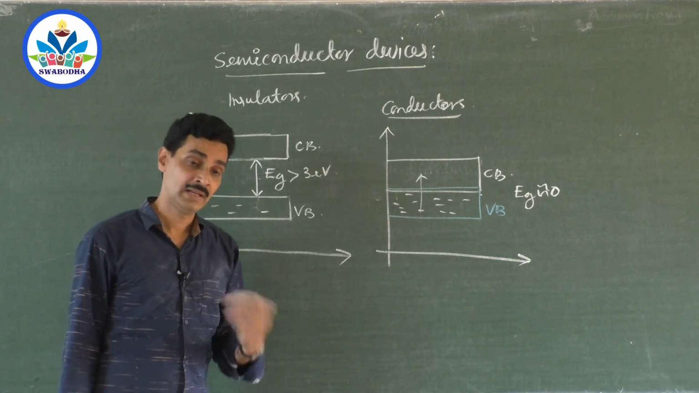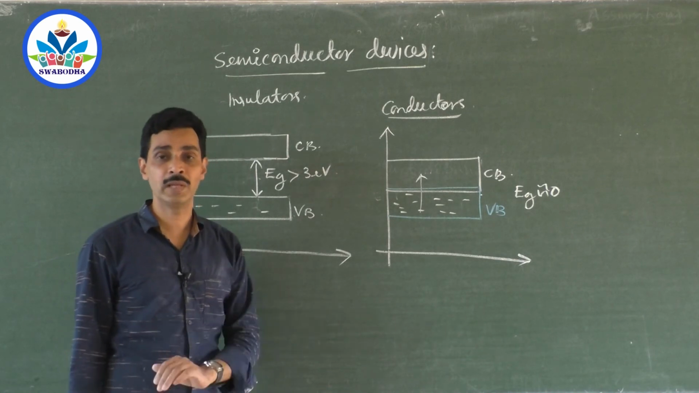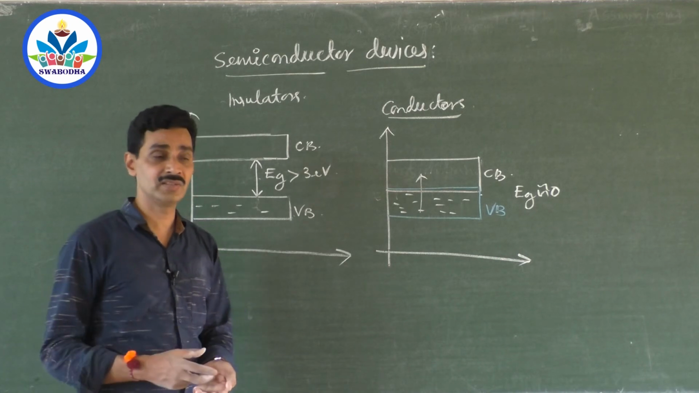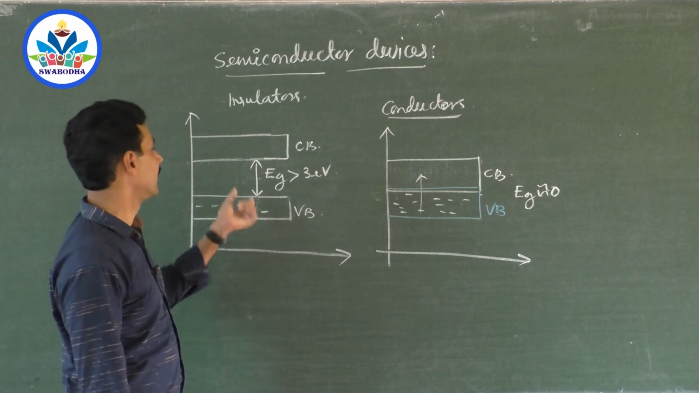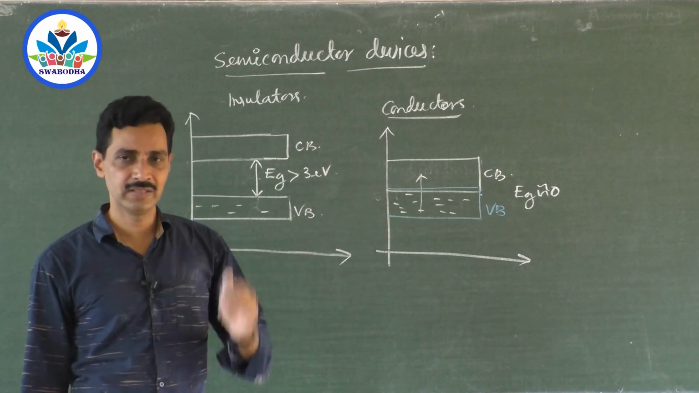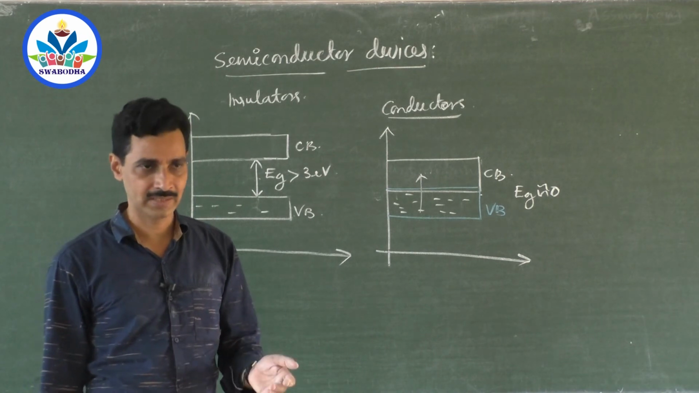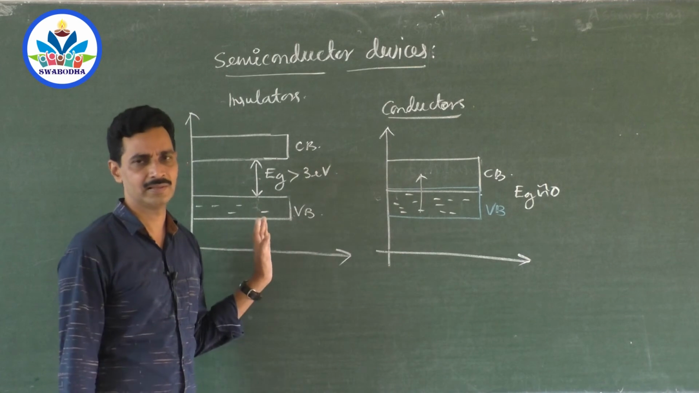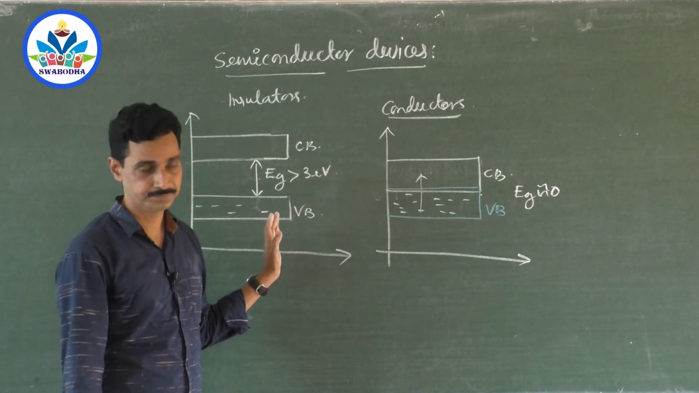Even at 0 Kelvin, even at room temperature. Even if you supply heat energy and try to heat it, no electron can go to the conduction band. So in an insulator, the valence band is filled with electrons, partially or completely, but the conduction band is always empty. That's why it is never a conductor. It will always be an insulator.